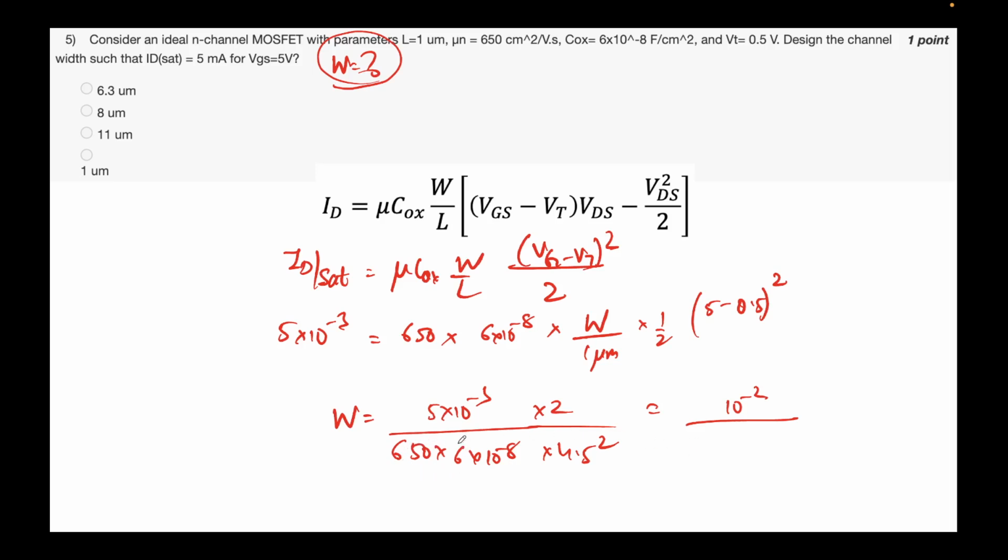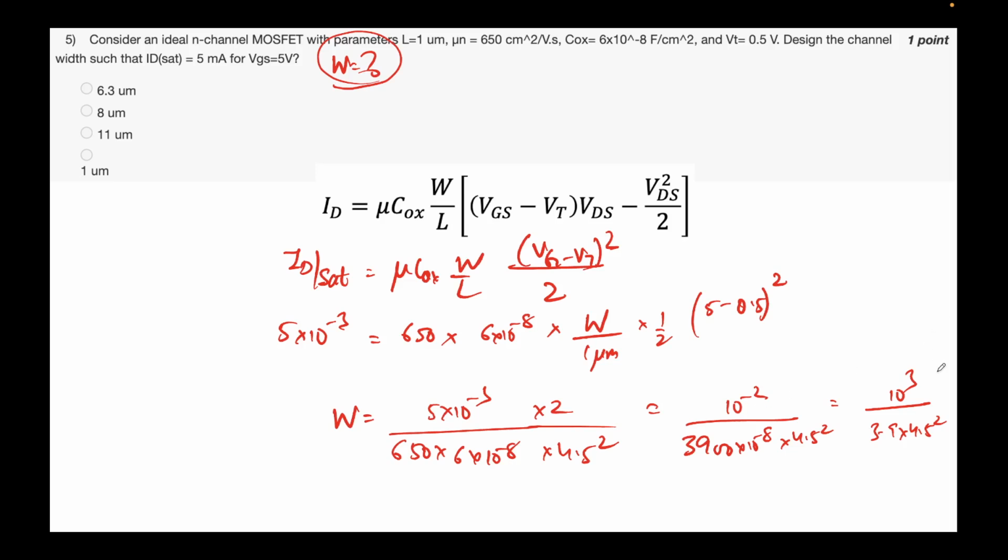The denominator will be 650 times 6, which is 3900, into 10 to the power minus 8, into 4.5 squared. So this will be 10 to the power 6, and then this will be 10 to the power 3 divided by 3.9 into 4.5 squared. I have just taken out the larger powers of 10. So this becomes 10 to the power minus 2. 650 into 6 is 3900. 10 to the power minus 8 I retained. Then I made it 3.9 into 10 to the power minus 5. So minus 5, and 5 minus 2 is 3. That's what I've written here.